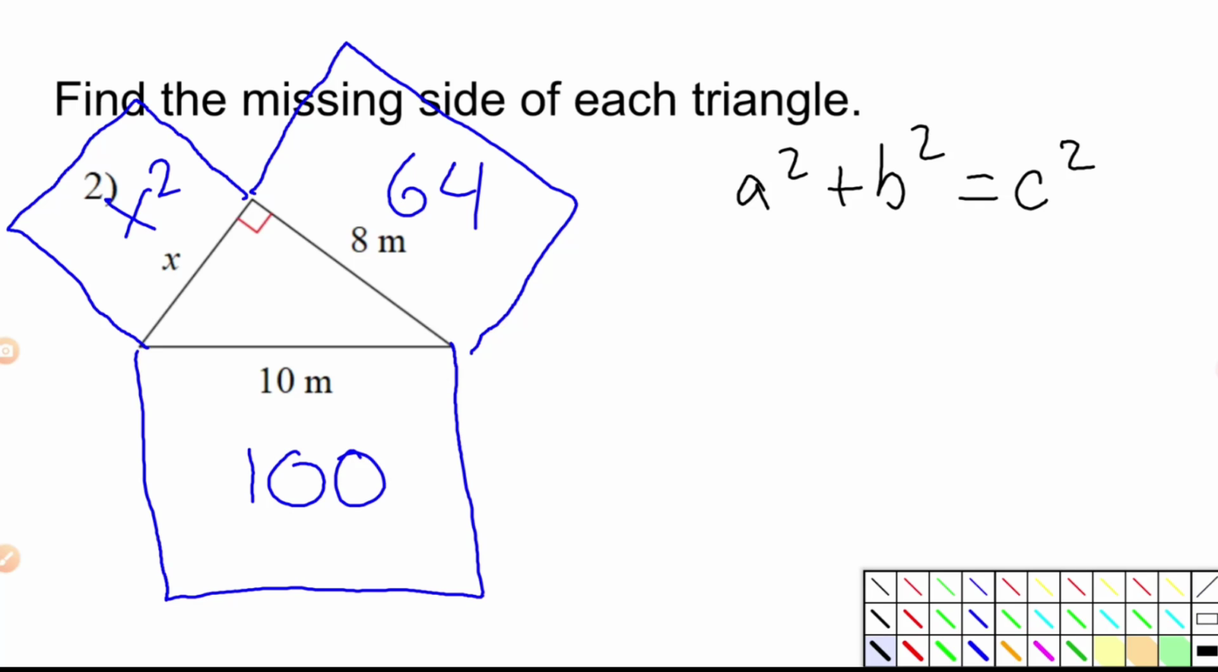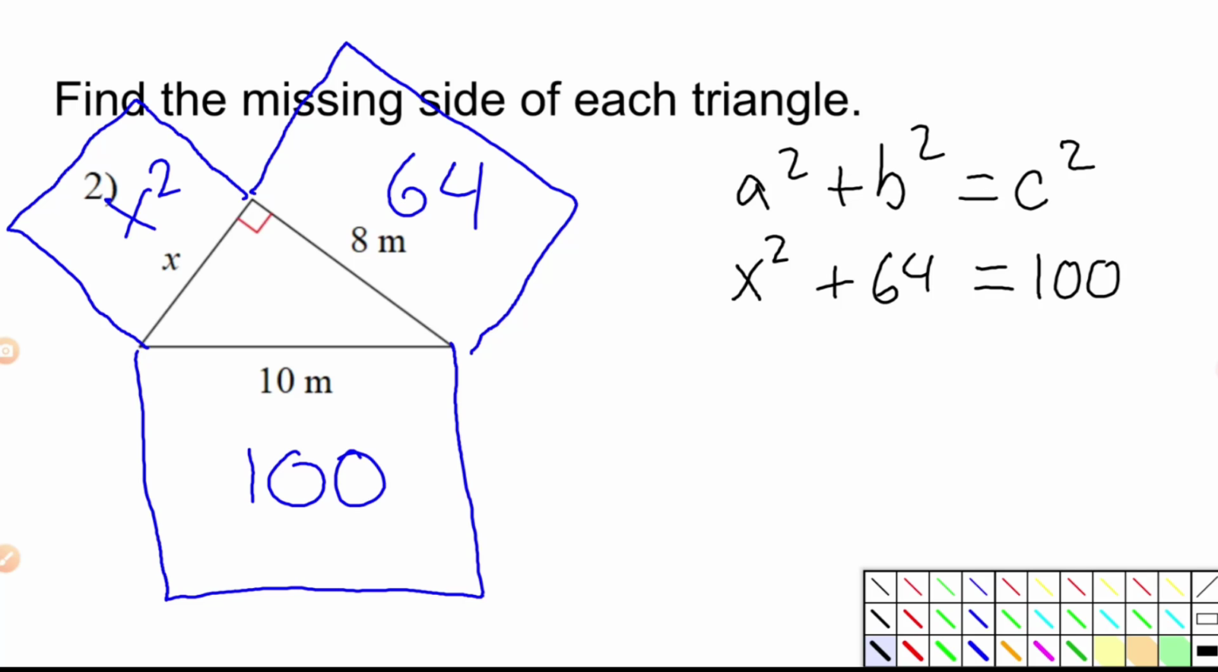This is going to go nicely. Remember, the two smaller squares will add up to the large square. So the two sides on the legs should look like this: x squared plus 64 is equal to 100. And now something's going to be different this time.